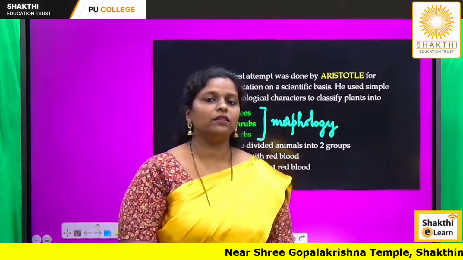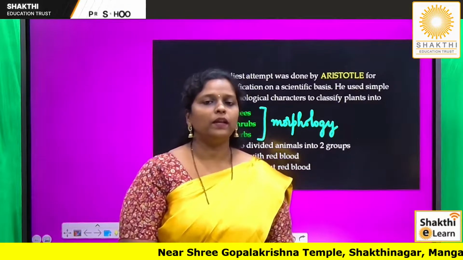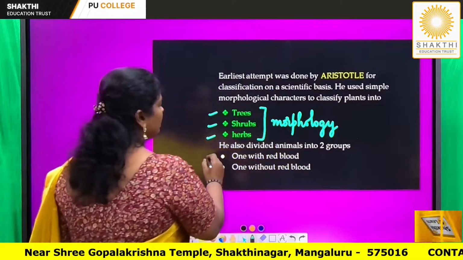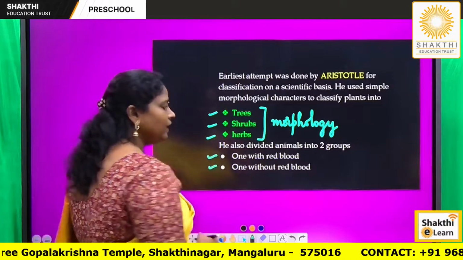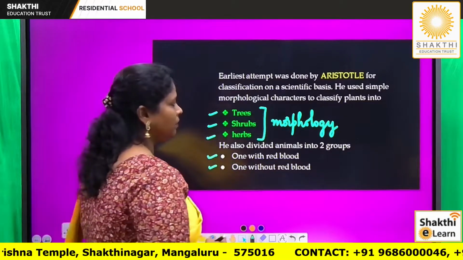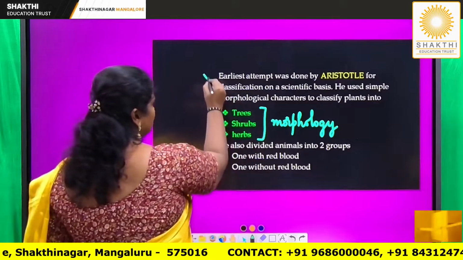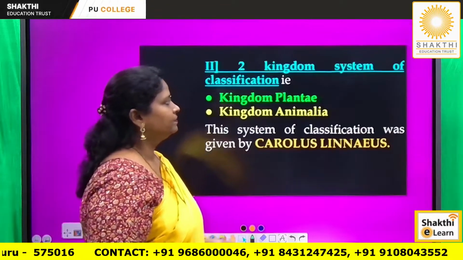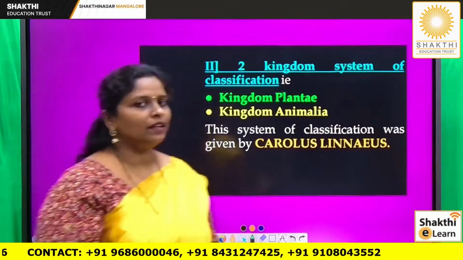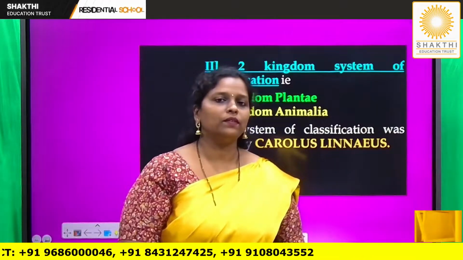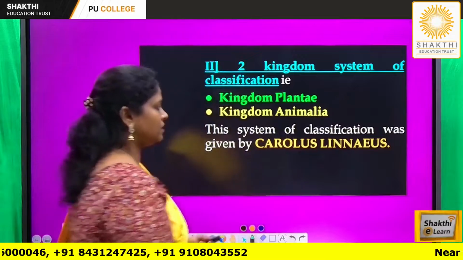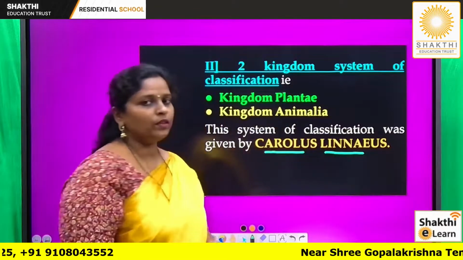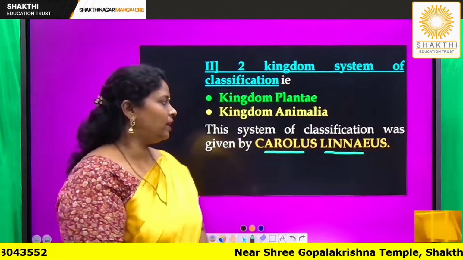Just based on the external appearance, all the plants were divided into three groups, and all the animals were divided into two groups, some having red blood, some without red blood. So this was the simplest system of classification given by Aristotle. Next we have a better classification system which was given by Carolus Linnaeus. He introduced something called two-kingdom classification system.